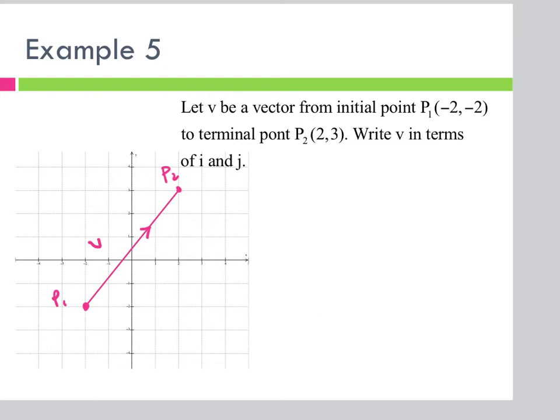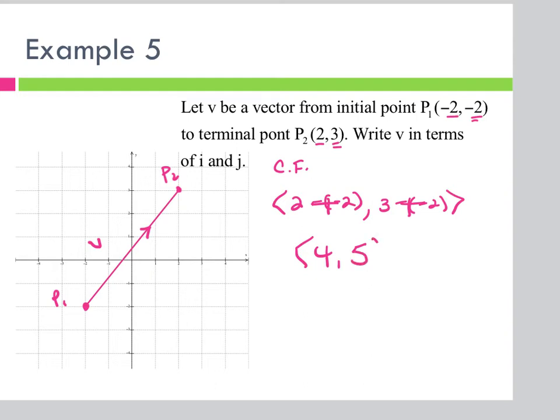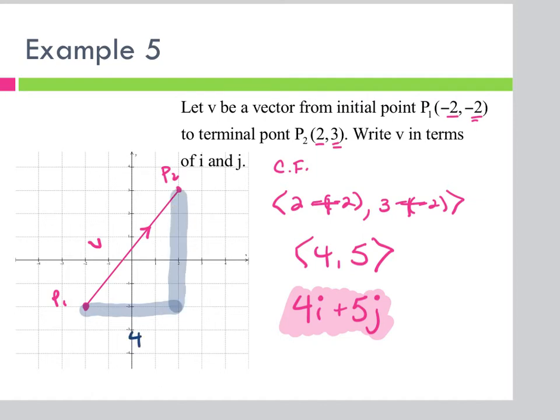To find the component form, I just have to do the second x minus the first. So 2 minus a negative 2. 3 minus negative 2. This becomes plus, and I get 4, 5. It wants it in terms of ij though, so it's 4i plus 5j. So this change in x should be 4. This change in y should be 5. If you count it out, it is.